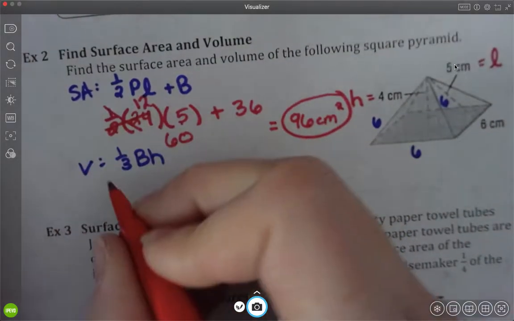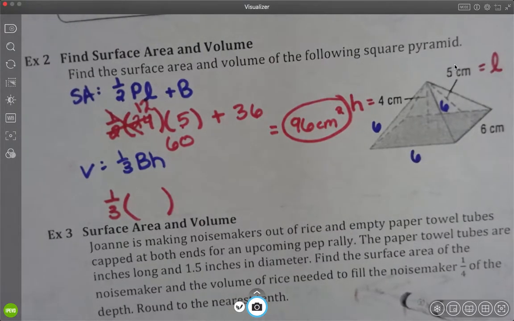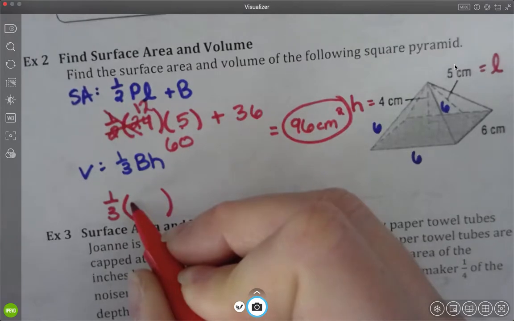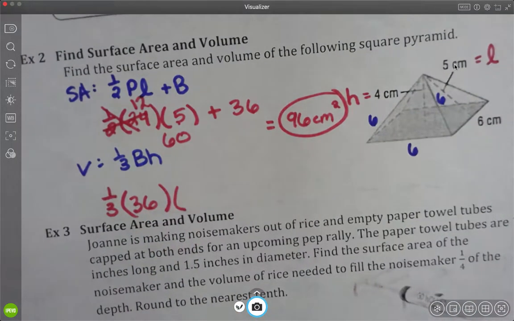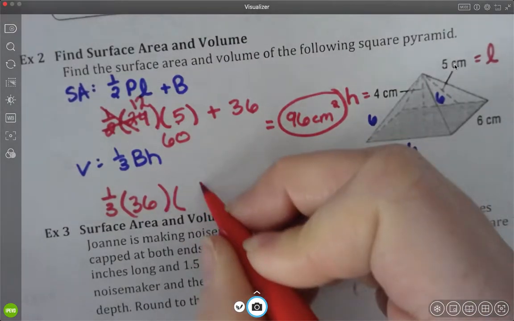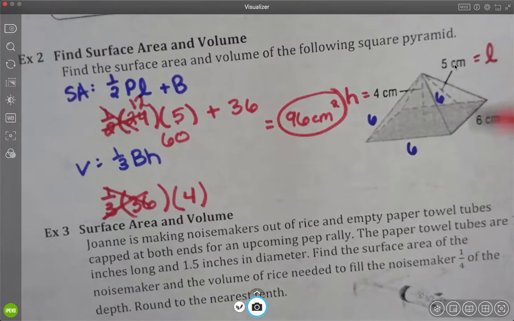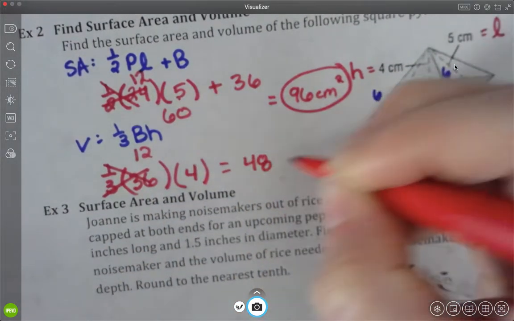Volume, 1/3 the area of the base. That's what capital B is. The area of the base is 36. 6 times 6 is 36. What is the height, 4 or 5? 4. 4 is the height. Now what's 1/3 of 36? 12. What's 12 times 4? 48. And that guy is in centimeters.